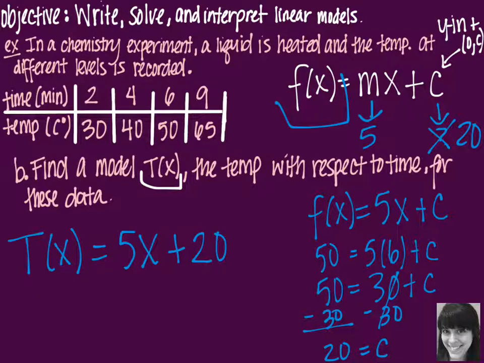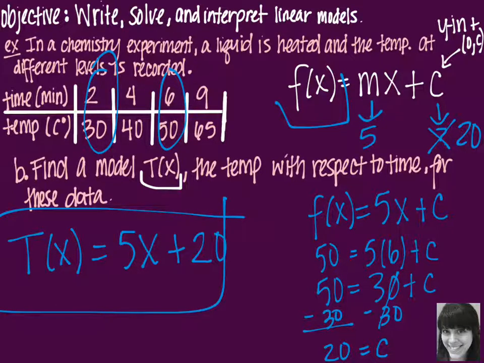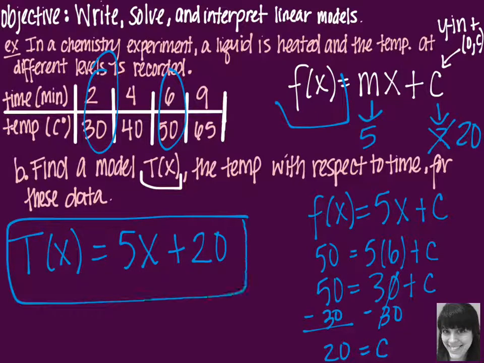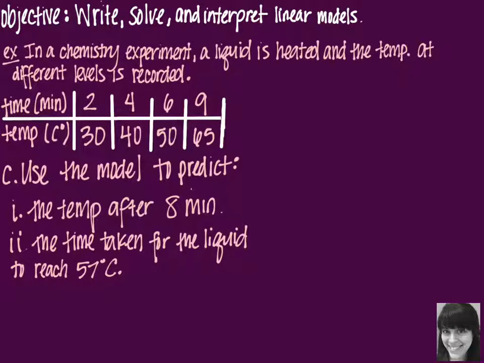Okay? Remember that we found the gradient by taking two of these points and putting it into the gradient formula. And then we found C by taking one of these points, putting it into the function, and solving for the one unknown, which was C. Okay? So now we have a model of the problem. Okay? Now, we want to use this model T of x equals 5x plus 20.